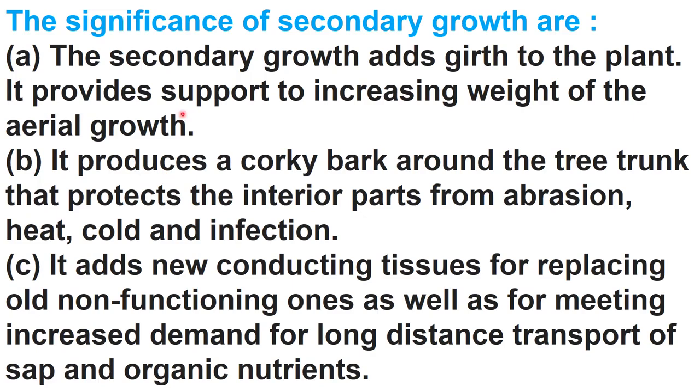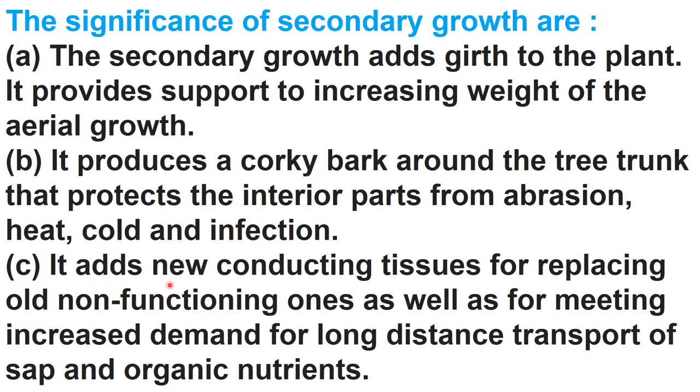Next, secondary growth produces a corky bark. You know, the bark part of the plant is produced due to secondary growth. So that corky bark around the tree trunk, produced due to secondary growth, protects the interior parts from abrasion, heat, cold and infection, right? So the corky bark protects the plant.